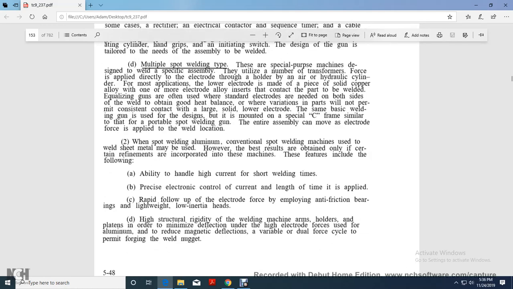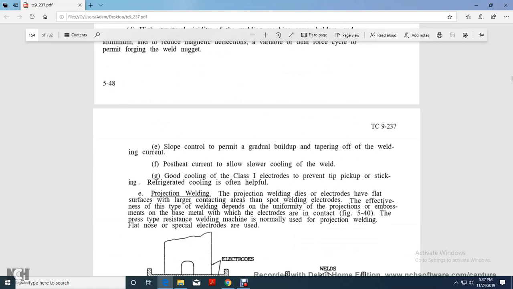Conventional spot welding machines may be used to weld aluminum sheet, however the best result is obtained with certain requirements incorporated within the machines. These features include the following: ability to handle high current with short welding times, precise electronic control of the current and length of time it is applied, rapid follow-up of the electrode force, employing anti-friction bearings and lightweight, low-inertia heads, high structural rigidity of the welding machine arms and holders, platens in order to minimize deflection under the high electrode forces, using aluminum to reduce magnetic deflection, variable and dual force cycle to permit forging of the welding nugget.